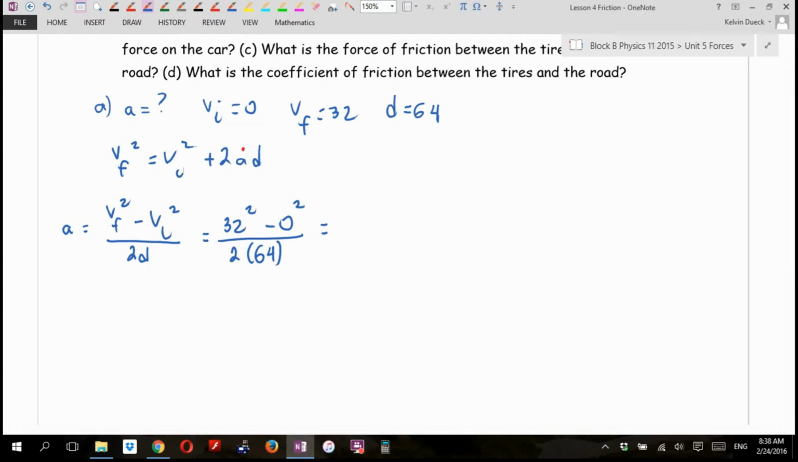I think I could do this in my head because 32 squared is really 32 times 32, and 64 is really 2 times 32. So one of the 32s is going to cancel. Correct me if I'm wrong. Do you get that? Is it 8? Yeah?